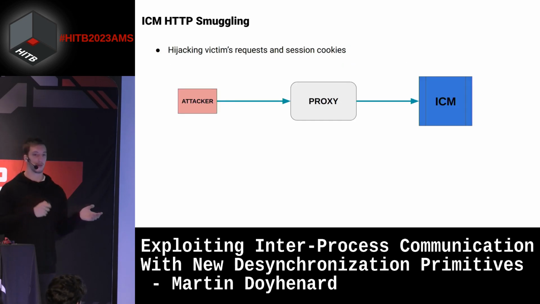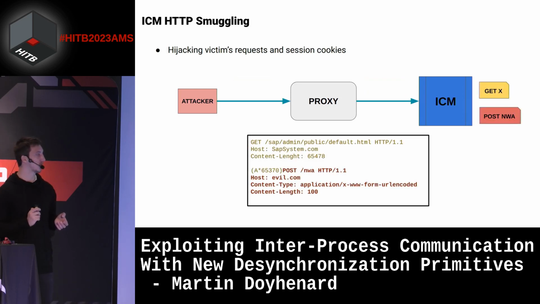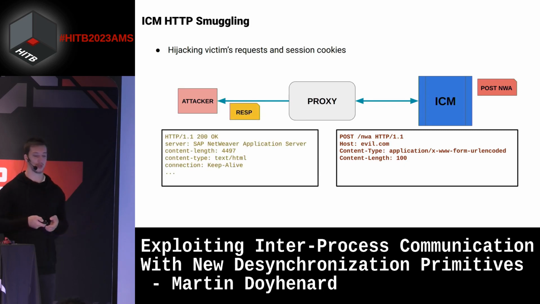The idea, combining both the NWA endpoint and the vulnerability I just explained, is that the attacker will send a payload. This payload is just like we saw in the previous example. It's a GET to /sap/admin. It's going to be resolved by the admin handler. It's longer than 65 kilobytes, and it will be split right in the post of the body. So when this is sent to the ICM, it will split this request. It will generate a response for the first part, which will be sent back to the attacker. The response is not important.